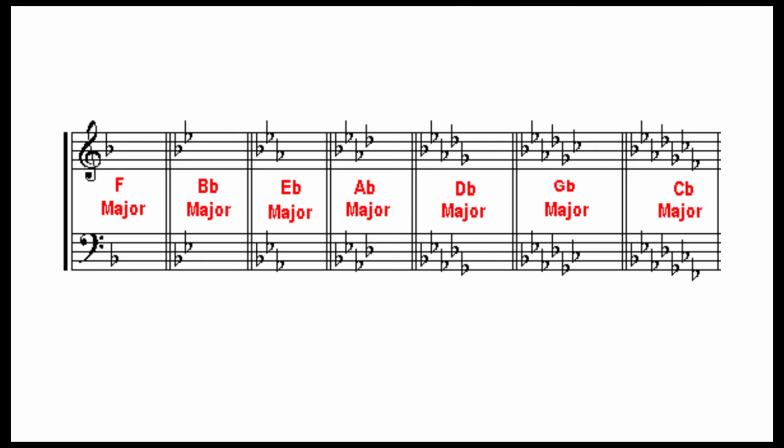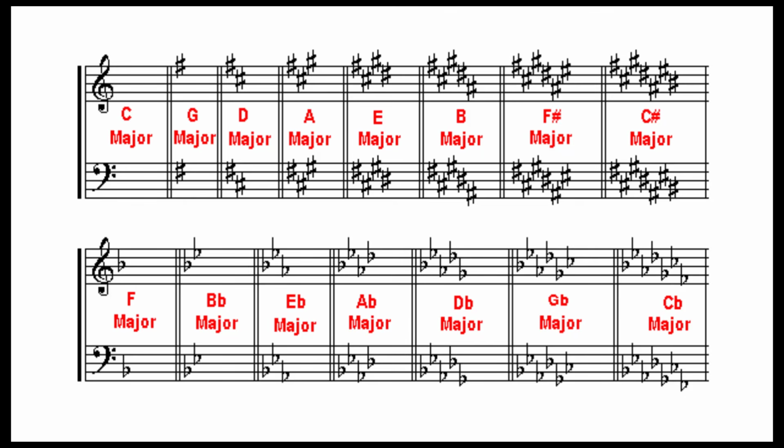Key signatures with flats. For key signatures with flats, one flat indicates the key of F major. Two flats indicate the key of B flat major. Three flats, E flat major. Four flats, A flat major. Five flats, D flat major. Six flats, G flat major. And if you come across seven flats, the song is in the key of C flat major.